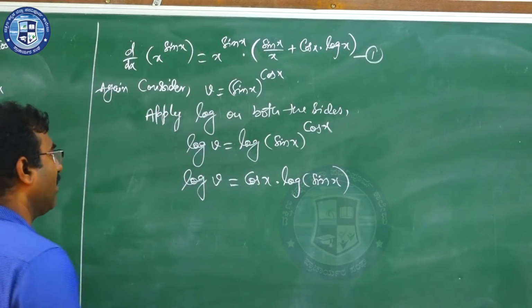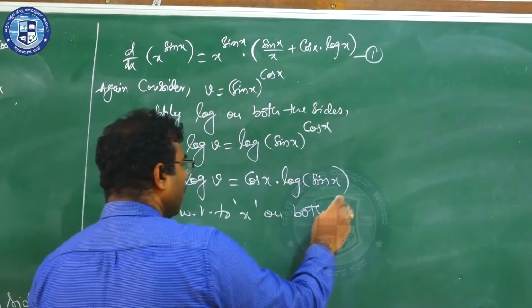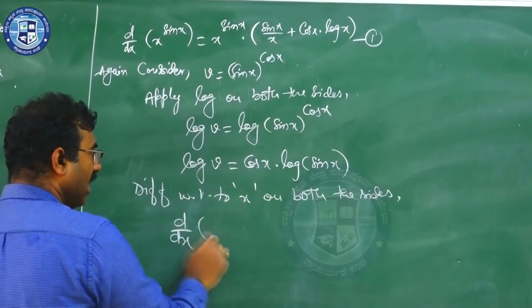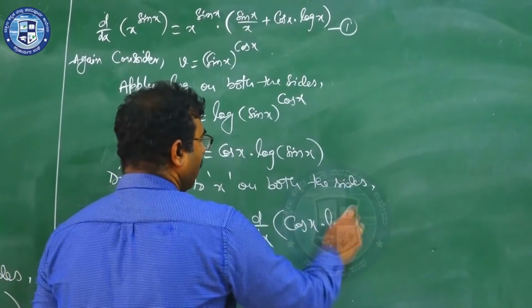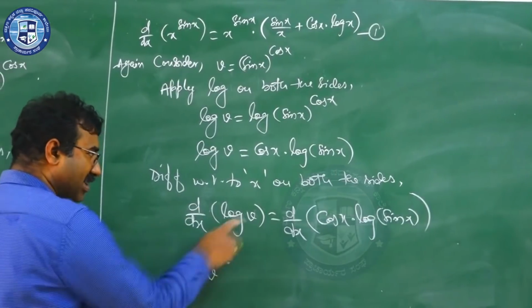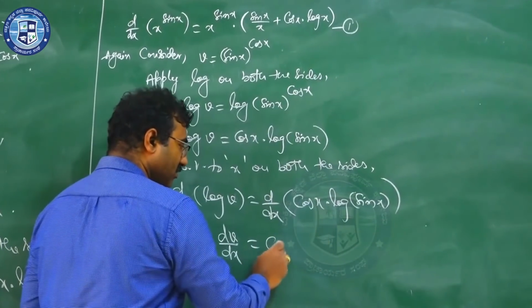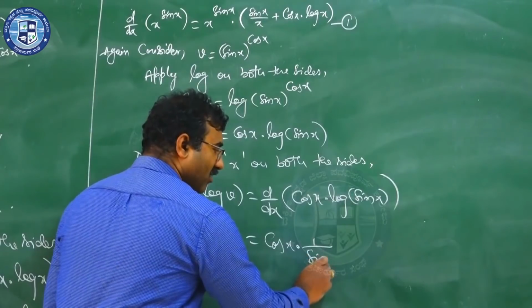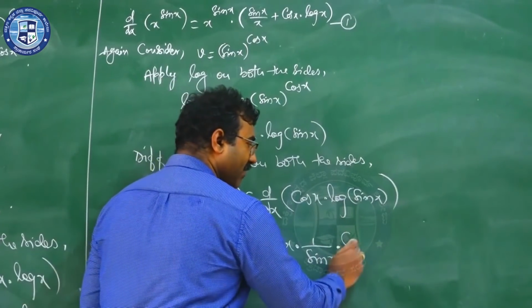Now, differentiate with respect to x on both sides. What happens? d by dx of log v is equal to d by dx of cos x into log of sin x. So, d by dx of log x is 1 by x, but this is not x, so its derivative you have to consider. So, dv by dx is equal to, uv formula you apply here. cos x into d by dx of log sin x. d by dx of log x is 1 by x, but this is not x, its derivative you need to consider. That means d by dx of sin x becomes cos x here.